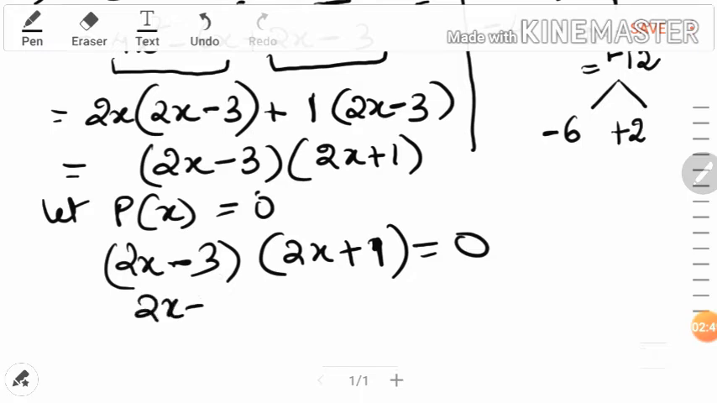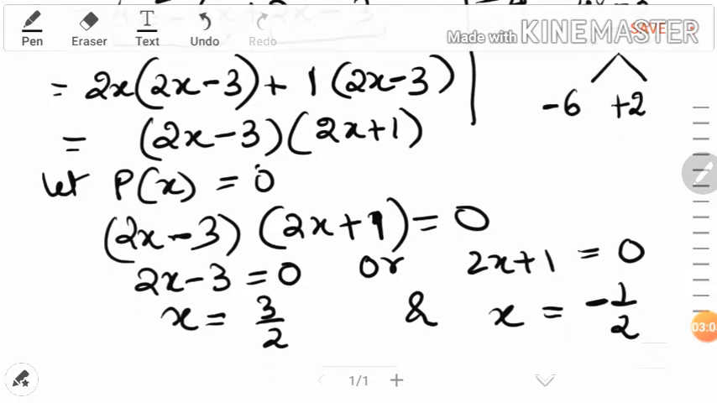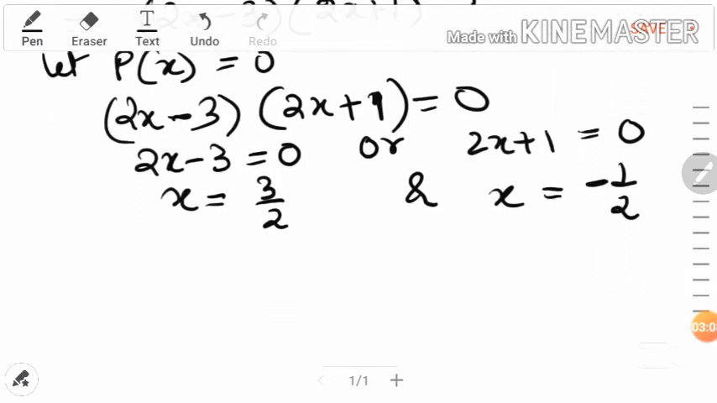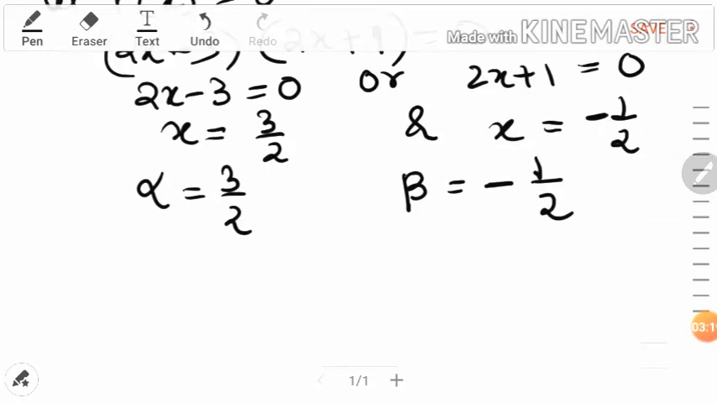This implies either 2x minus 3 is 0 or 2x plus 1 is 0. Solving each equation, we get x equal to 3 upon 2 and x equal to minus 1 upon 2. So alpha is 3 on 2 and beta is minus 1 on 2. Now according to the question, we need to verify the relationship between the coefficients and the roots.